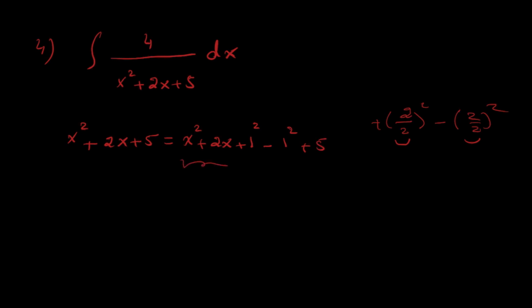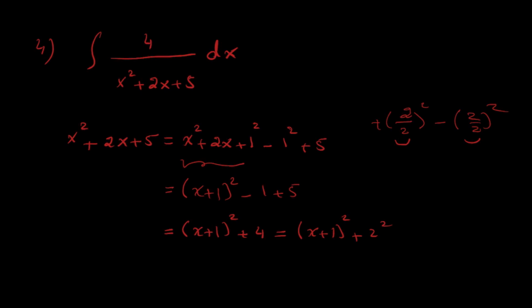Now, this becomes x plus 1 squared, so we can write it x plus 1 squared. And here we have minus 1 squared, which is minus 1 plus 5. And finally, it's going to be equal to x plus 1 squared plus 4. And also we can make it as 2 squared. And I will let you know why we do that. So it becomes x plus 1 squared plus 2 squared.